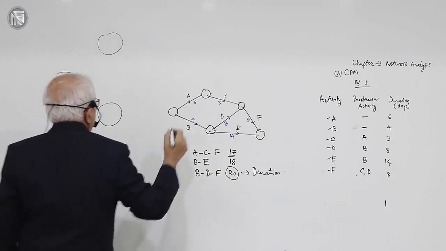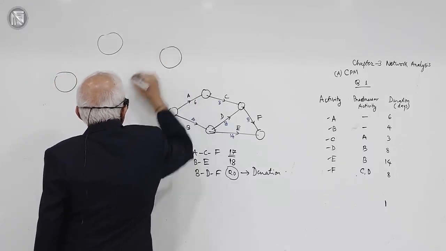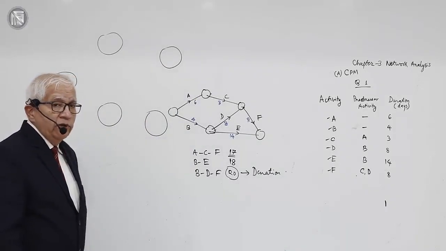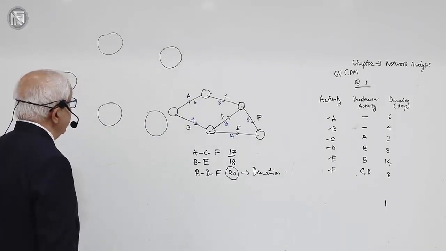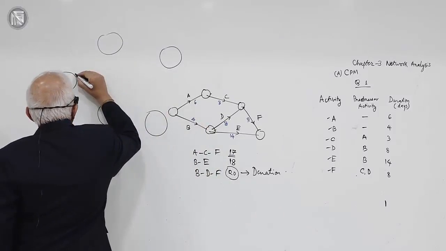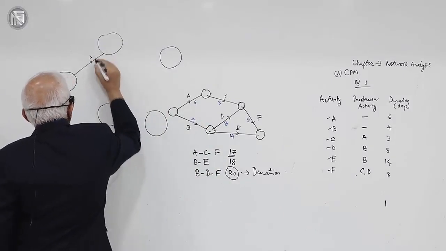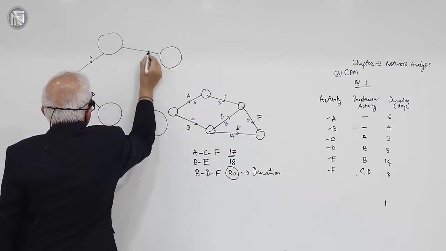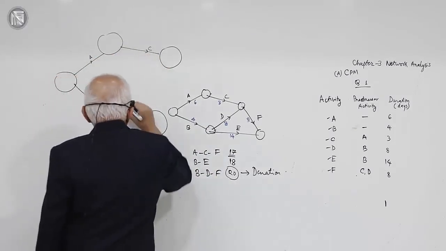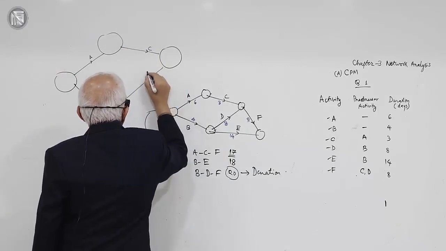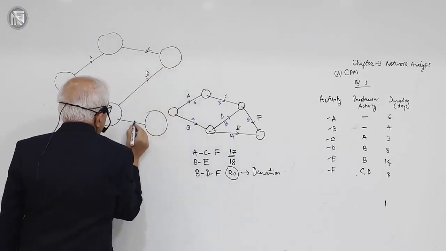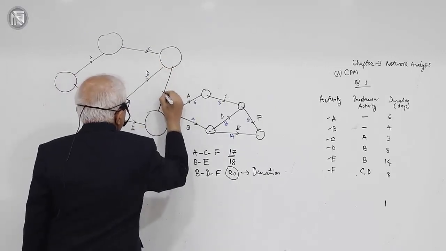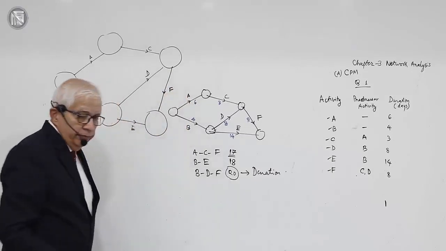These are my 3 events. This is another event, and this is another event. Totally 5 events are required. So I'm drawing here 5 events. Okay. Now how are the activities connected? If I call this A, this is my B, this is my C, this is D, this is E, and this is F.